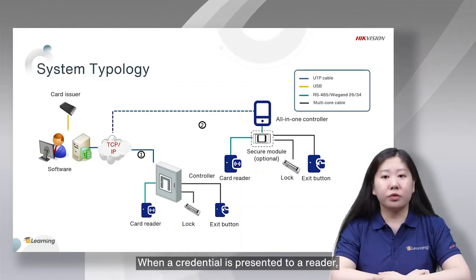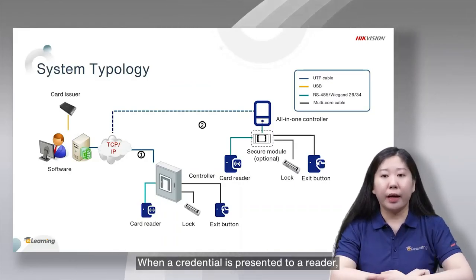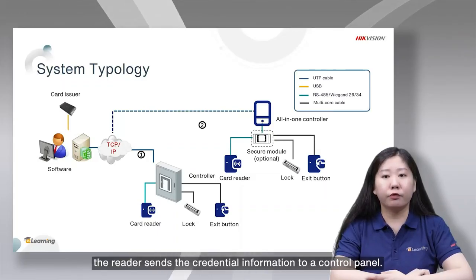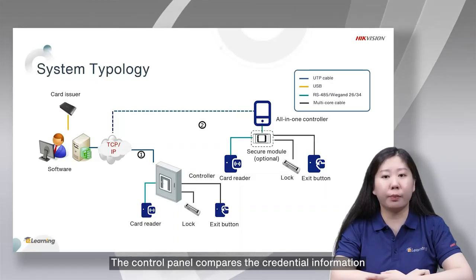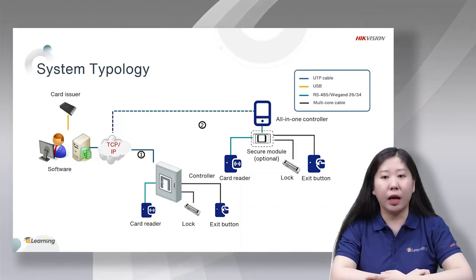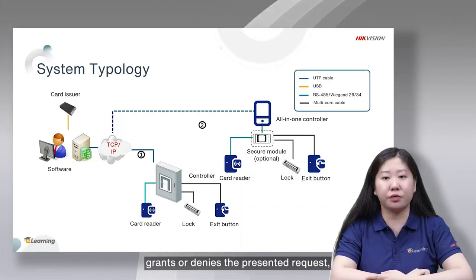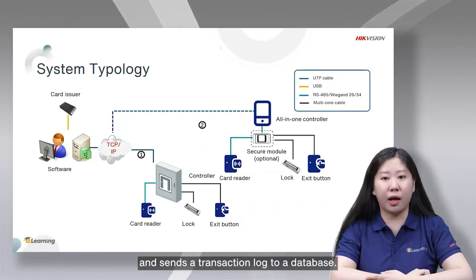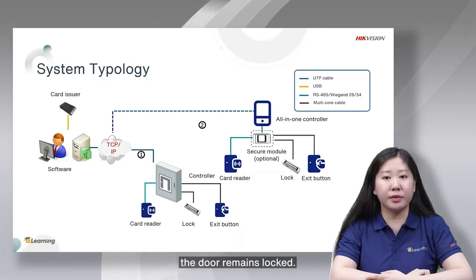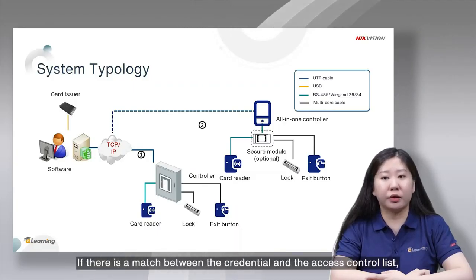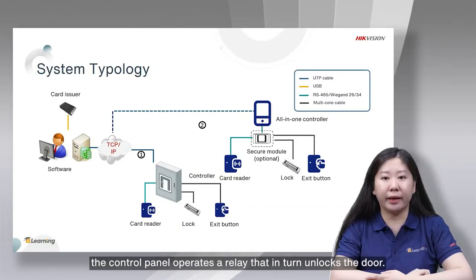When a credential is presented to a reader, the reader sends the credential information to a control panel. The control panel compares the credential information to an access control list, grants or denies the presented request, and sends a transaction log to a database. When access is denied based on the access control list, the door terminal remains locked. If there is a match between the credential and the access control list, the control panel operates a relay that in return unlocks the door.